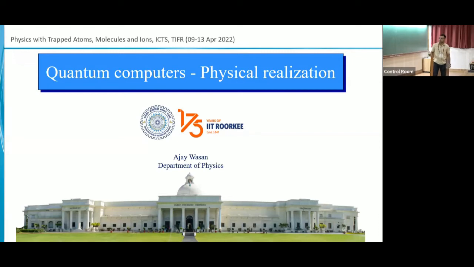So I'm Ajay Wasan, and I'm going to give a talk on quantum computers, physical realization. Till now, all things were going with the hot atoms. Now I'm coming to the cold atoms. I will show what my plans are for the coming time, because we have not done much in between; the lab was also closed for a long time. So what am I going to do? I will discuss with you.